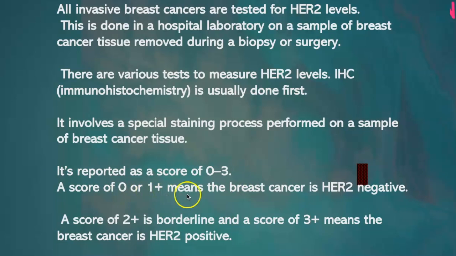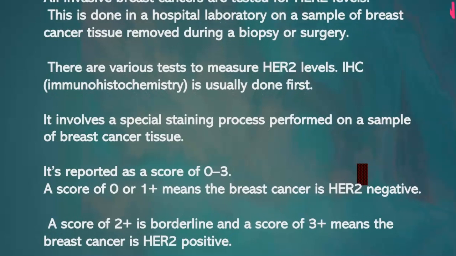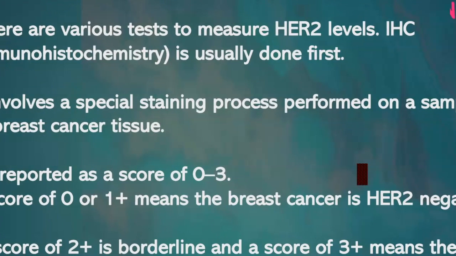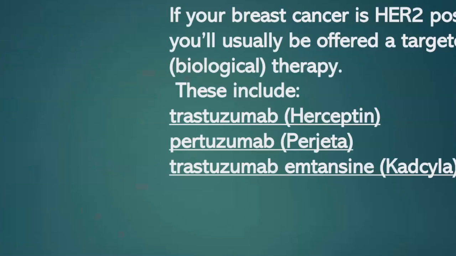0 or 1 plus means there's not many HER2 receptors on the tumor itself. A score of 2 plus is borderline, which will involve a retest. A score of 3 plus means that there's an abnormally large number of receptors on the tumor, which results in this classification of HER2 positive. And this is going to mean that a different type of treatment is involved.